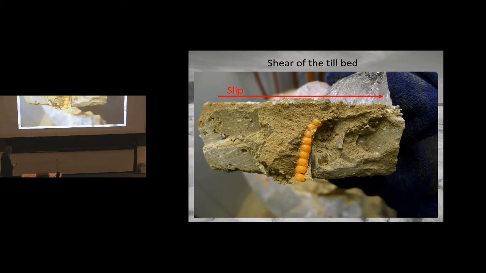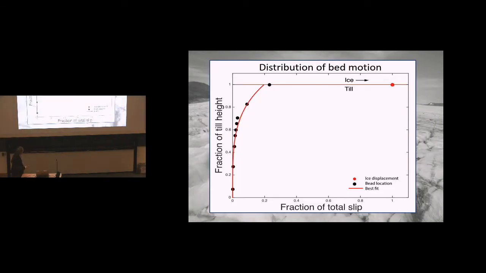This is an effort just to see how the bed was deforming. We've got an initially vertical column of beads in the till. This is after an experiment. Here's where the ice ring was. Most of it's been chipped away. You can see how most of the motion occurred up here. The next bead higher is way off the picture here. So motion up near the top of the till bed. This is showing that same thing, where we have the fraction of total slip on this axis and the bead displacements on this axis. And much of the displacement we simply couldn't resolve due to the size of the beads.